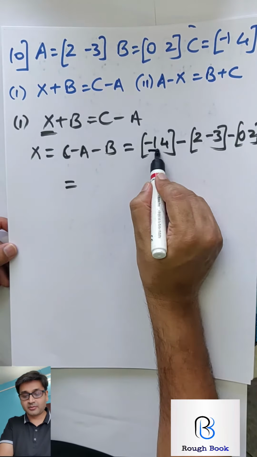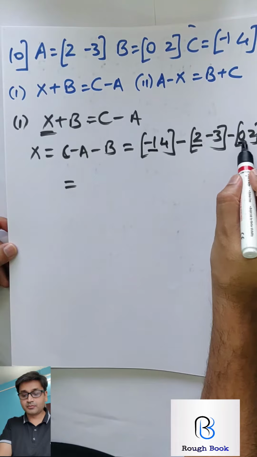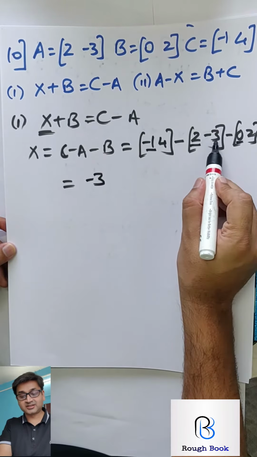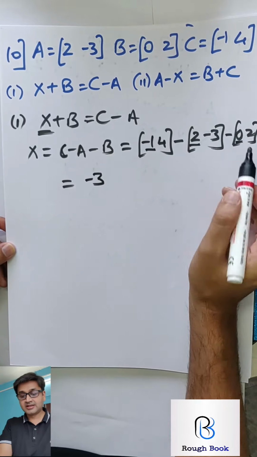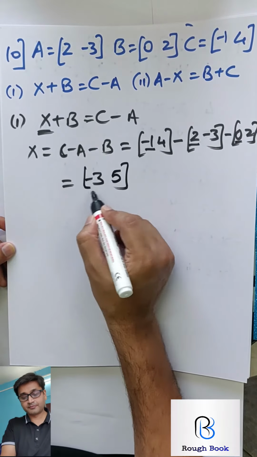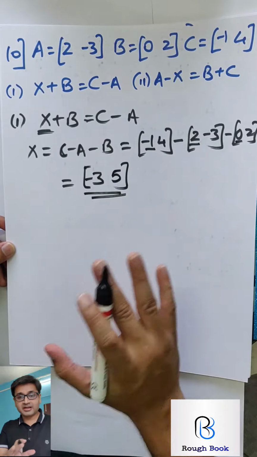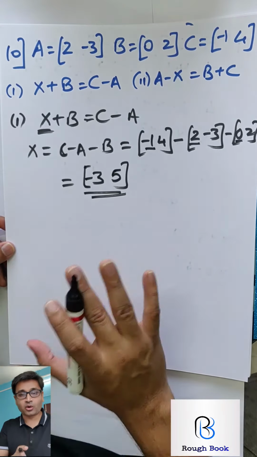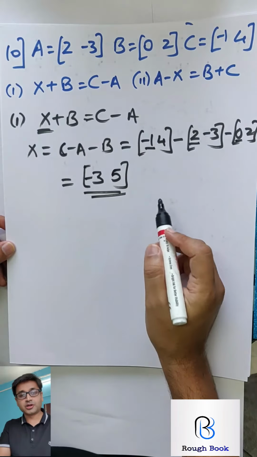Now look at the first number, minus 1, minus 2, minus 0. So minus 1, minus 2 becomes minus 3. 4 plus 3, minus minus plus. So 7, 7 minus 2, so 5. Yeah, I might get some answers wrong here or there, but the concept should be clear. If my answers are wrong, don't bother about the concept.